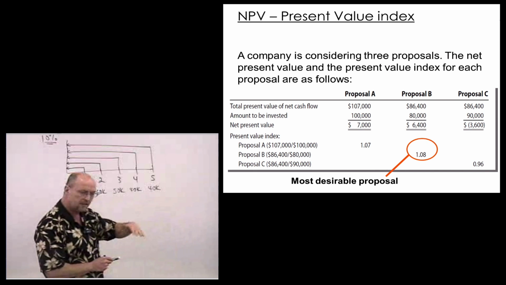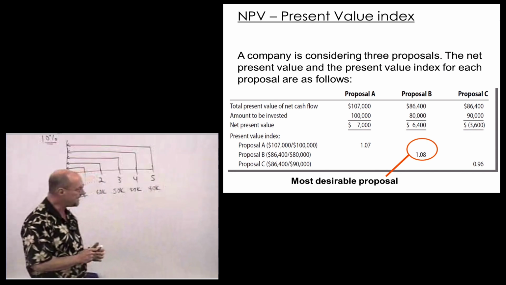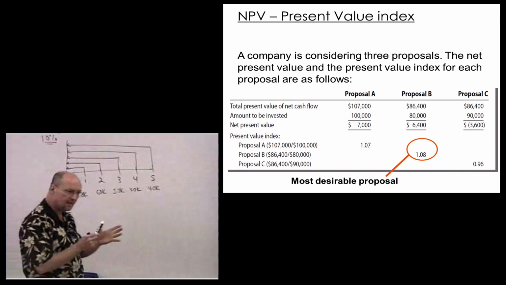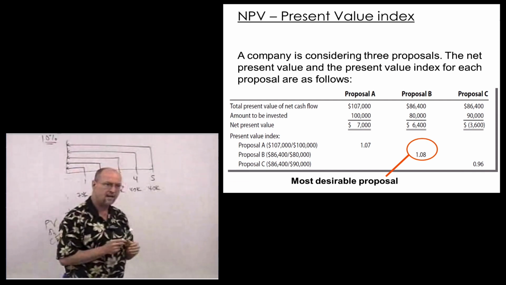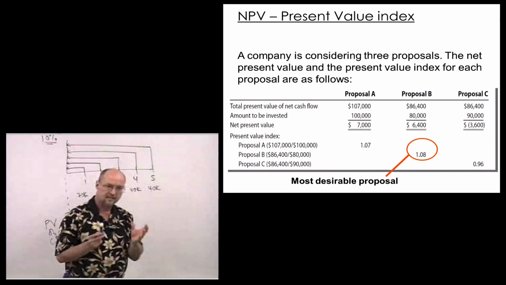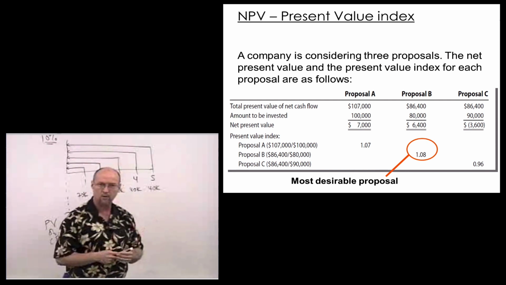We can see that dollar for dollar, proposal B is the best investment. Okay? And so it takes kind of the size difference out of the equation. This is why percentages are useful to us. Because when you're comparing two different size companies, dollar for dollar, we can see which one is performing better.